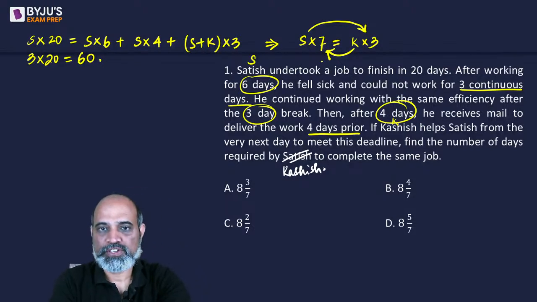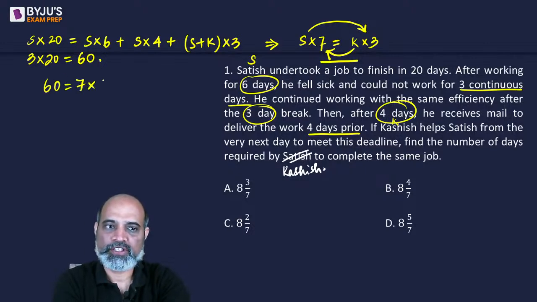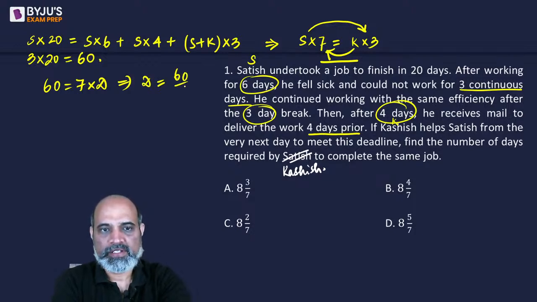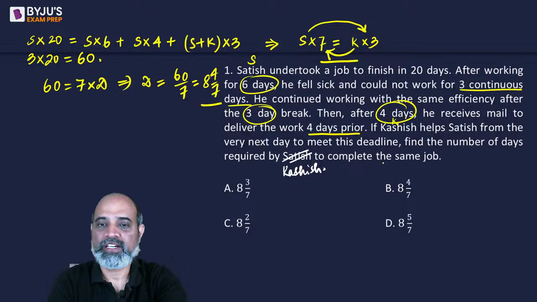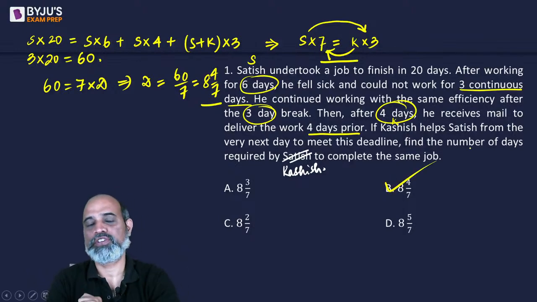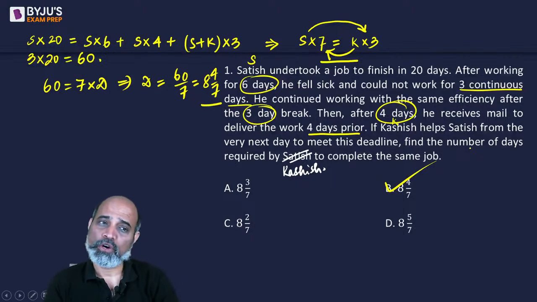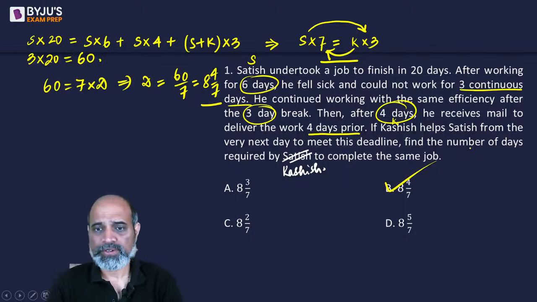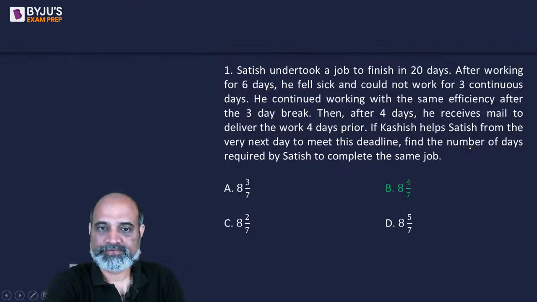and Kashish's efficiency is 7. So the number of days Kashish is going to take to finish is 60 by 7. And 60 by 7 is 8 into 7 is 56, so 8 4 by 7 days. So Kashish alone will take 8 4 by 7 days to finish the job. So it should be Kashish and not Satish there, because if you're talking about Satish, we already know that he takes 20 days to finish, and 20 is not in the options. So it should be Kashish, not Satish, in the question. Okay.